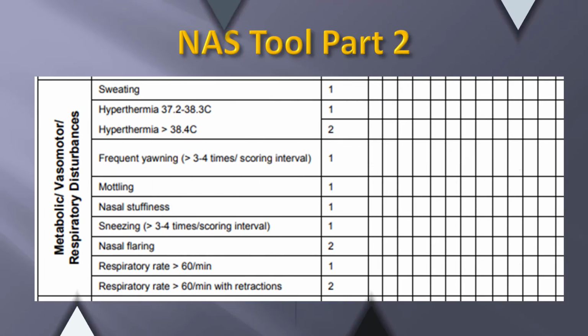Part 2 is the metabolic vasomotor respiratory disturbances. So these infants, because they're highly agitated, can experience hyperthermia, frequent yawning, mottling, which is kind of a skin condition where their skin kind of looks sponge painted a little, nasal stuffiness, sneezing, nasal flaring, and of course tachypnea, or increased respiratory rate greater than 60. Again, if the symptoms are more aggressive, we're going to give a higher score, and if they are mild, they're going to get a lower score.